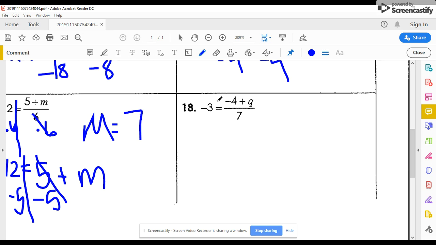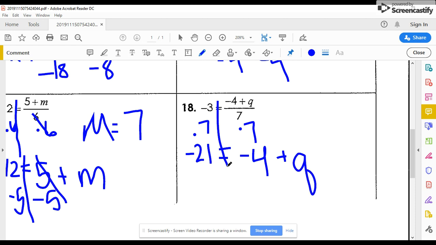And last but not least, the last line. Again, our variables on the right side, we want to get rid of this big fraction of 7, so timesing by 7. Negative 3 times 7 is negative 21, which equals negative 4 plus q.